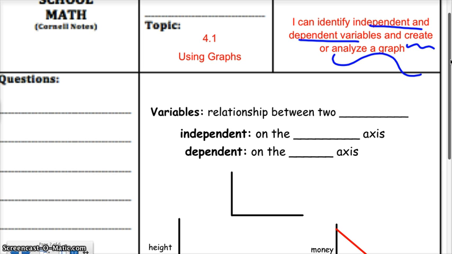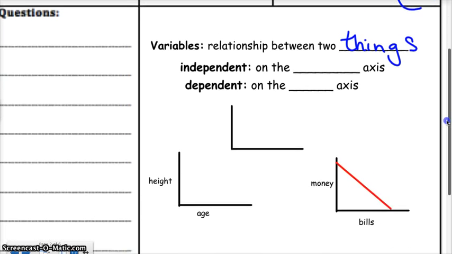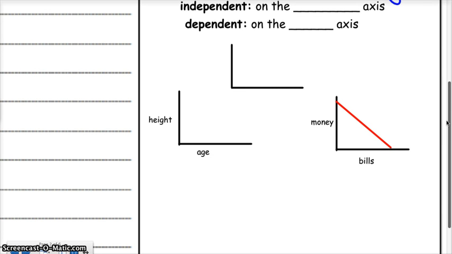So, variables are a relationship between two, and I'm going to be super professional and call it things. That's the easiest way I can say it. Relationship between two things. Alright? Like, if you look at these graphs down here, height and age are variables. They're two things that I'm comparing between each other. Money and bills are variables. They're two things that I'm comparing to each other.